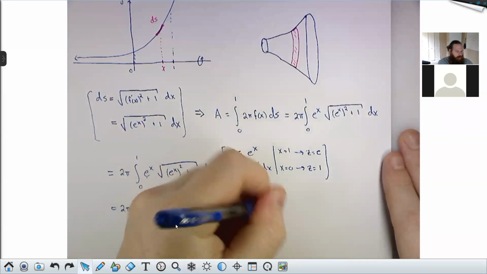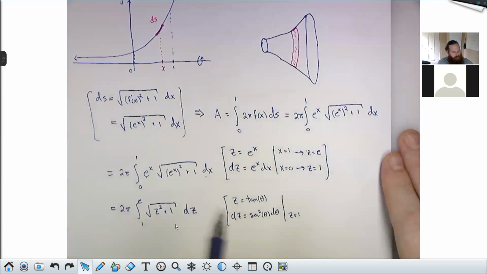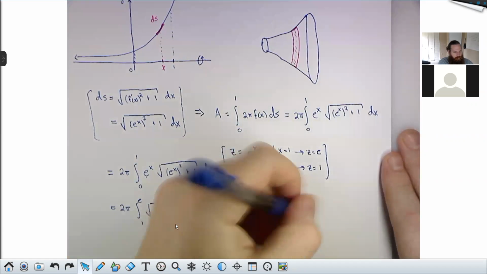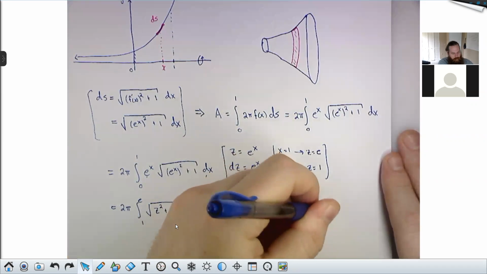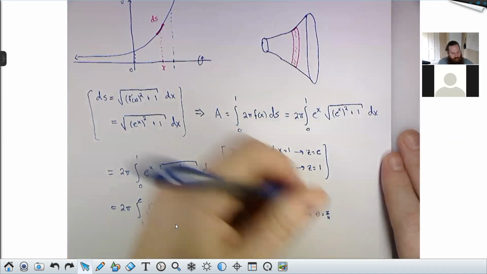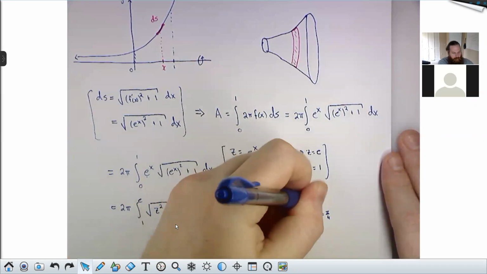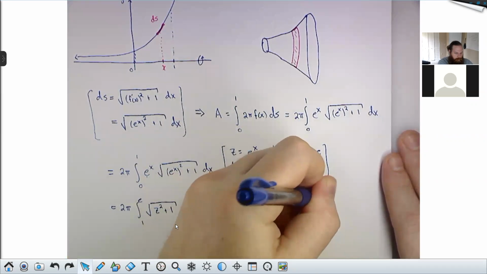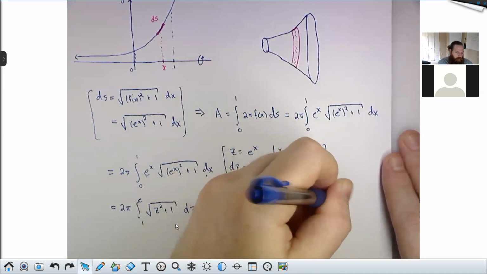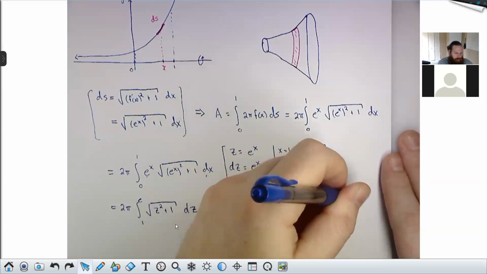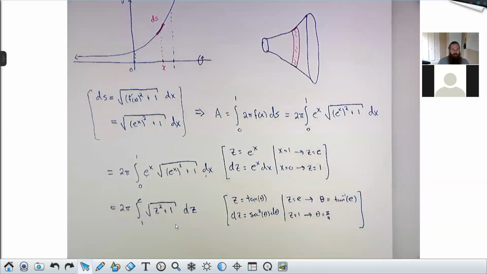And again, we need to change our bounds. When z is equal to 1, you'll have 1 equals tan theta. So theta is the inverse tangent of 1. That's pi over 4. But the upper bound is less nice. When z is equal to e, theta is just going to be the inverse tangent of e. And there's really not much we can do with that. Just leave it as what it is.